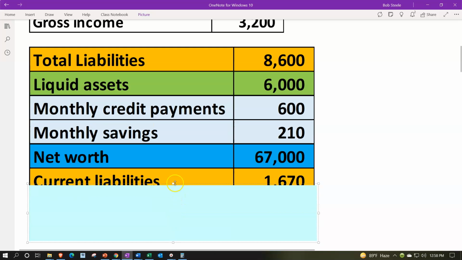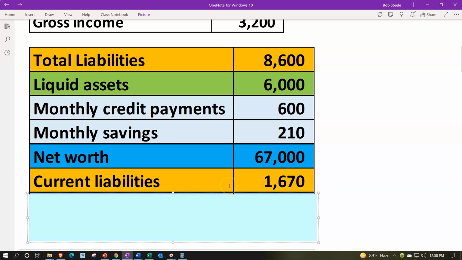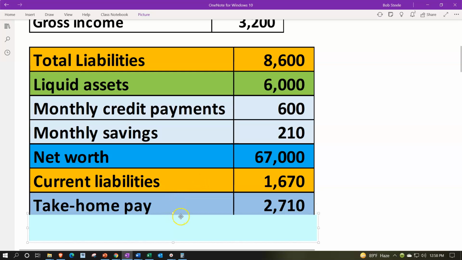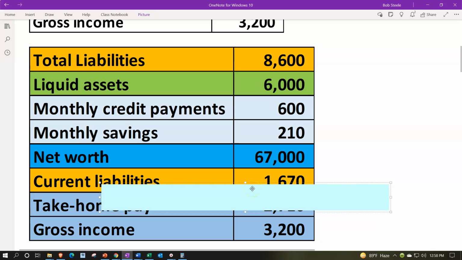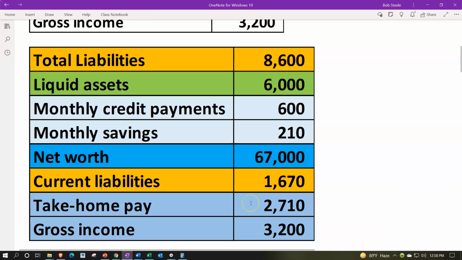Then we got the liabilities, current liabilities. These are the ones that are due within a year. It's going to be orange because it's a liability. And so current liability total, and then the take-home pay, noting that the take-home pay is the pay we'd get if we were a W-2 employee after they took out any withholdings, such as the taxes, like payroll taxes, Social Security, Medicare, federal income tax.